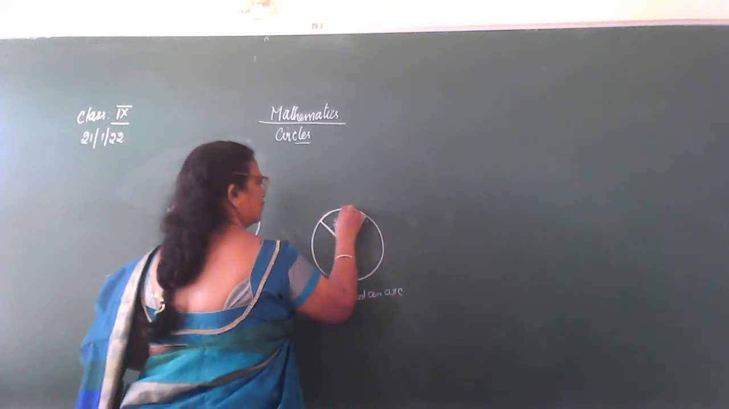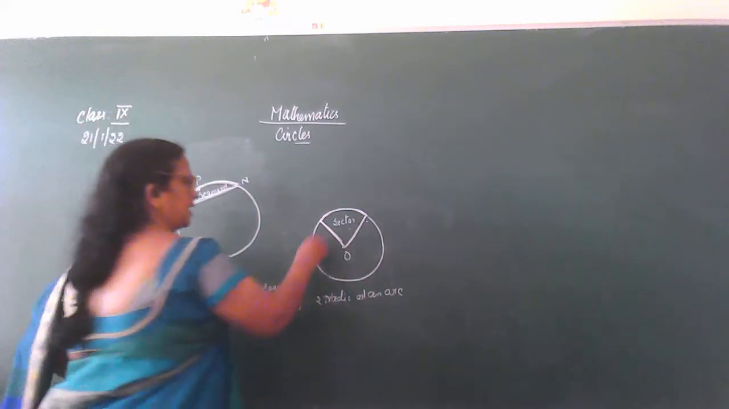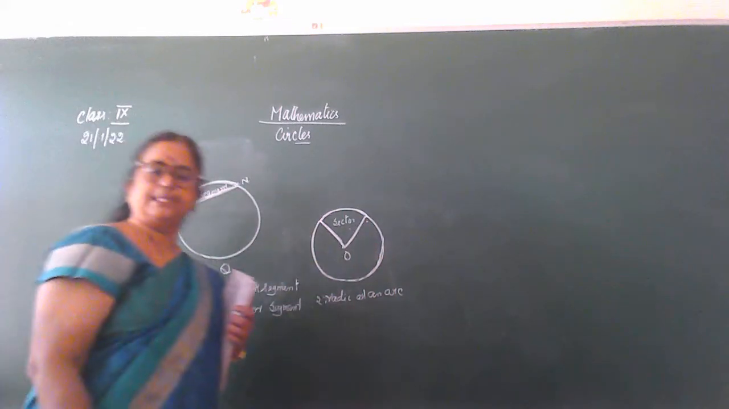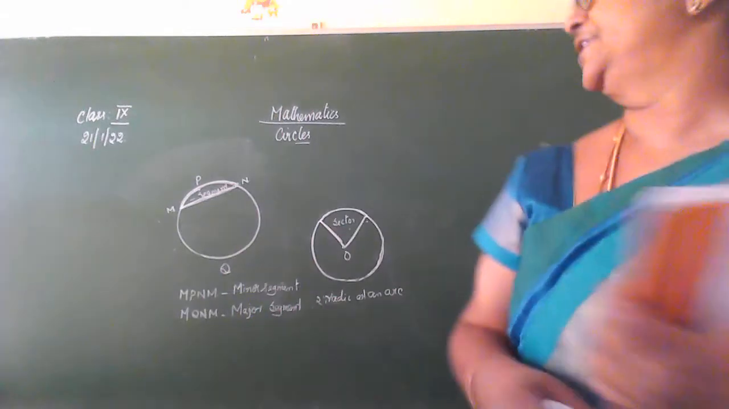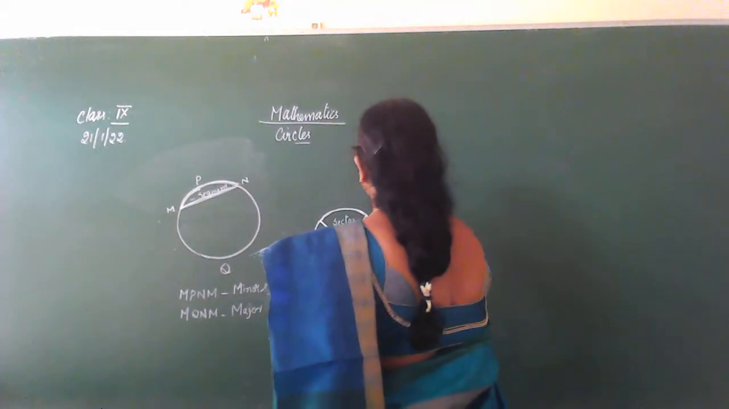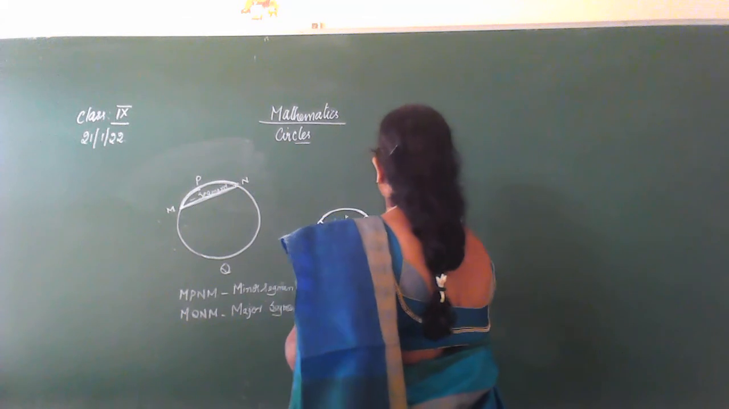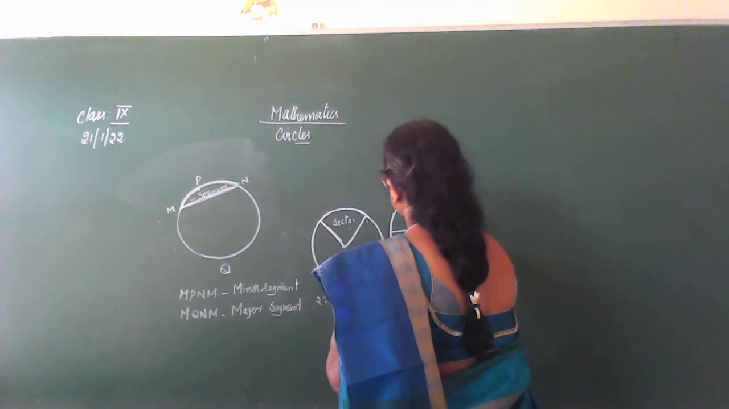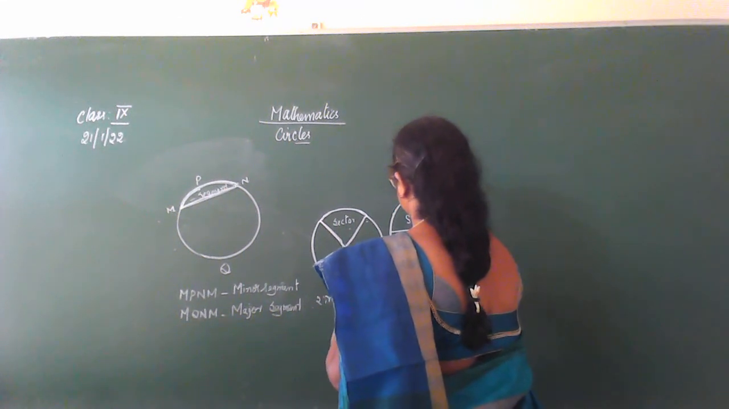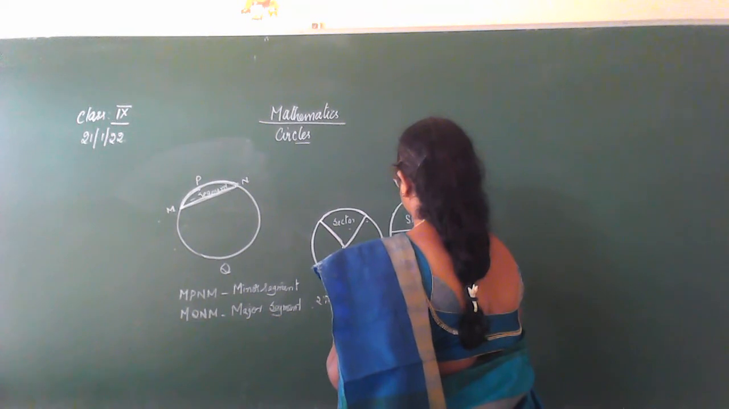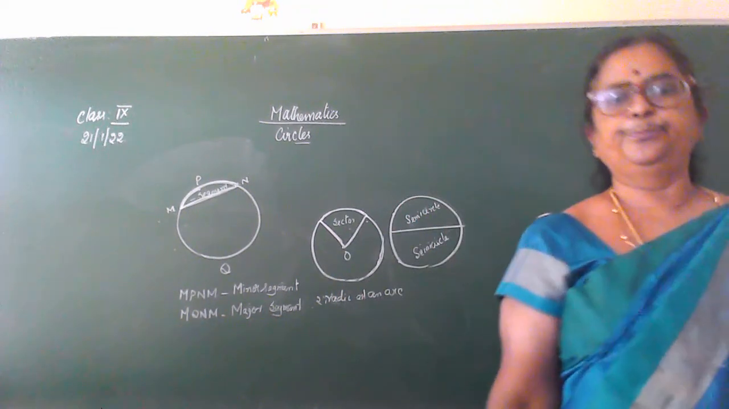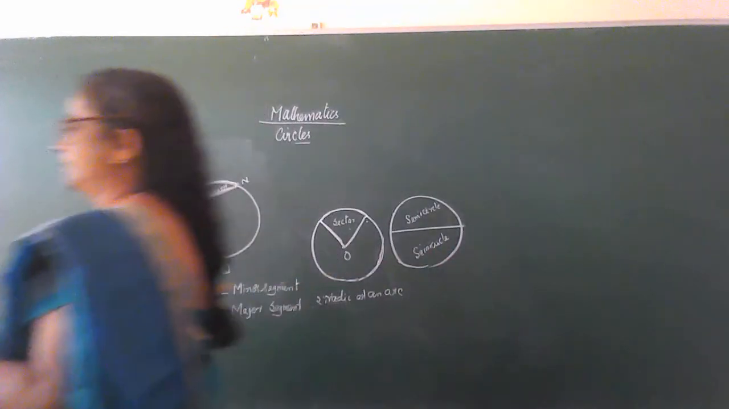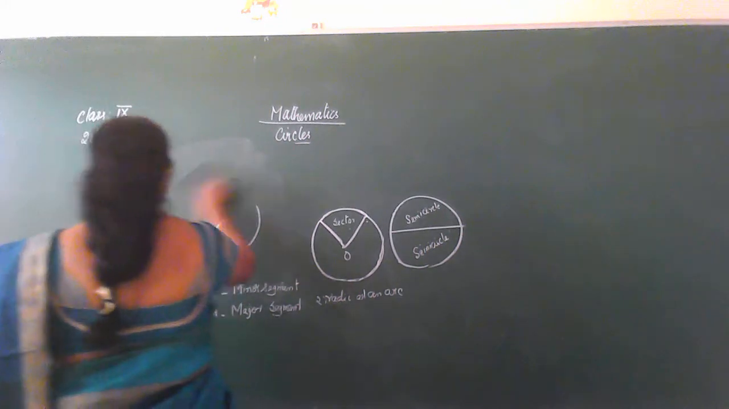This is also a minor sector, and the major part is the major sector. Okay. So these and all you have already learnt in the previous class. And the chord that passes through the center divides the circle into two semicircular regions. Two semicircular regions. Okay. So these we have done in our previous class. Let us move on to the fill in the blanks.